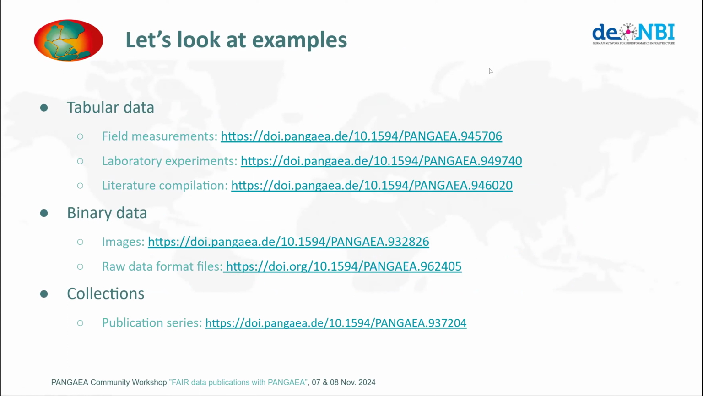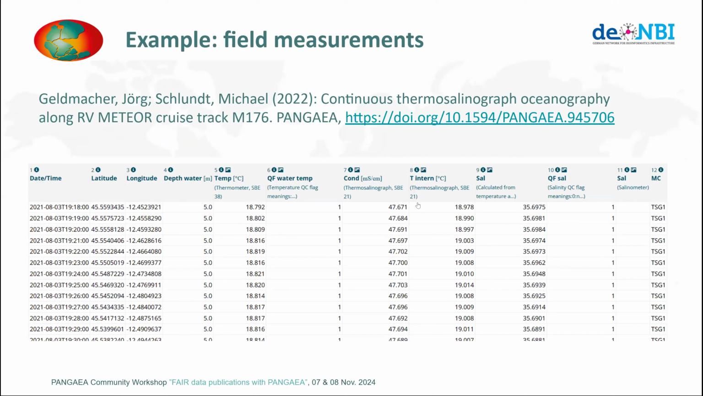So we'll have a look at several examples of data sets now, and I'll start with a very classical example, a tabular data set from field measurements, and show you where the metadata can be found there. This would be a data set of continuous thermosalinograph oceanography along a Meteor cruise, published in 2022 in Pangaea. So this is the data table.